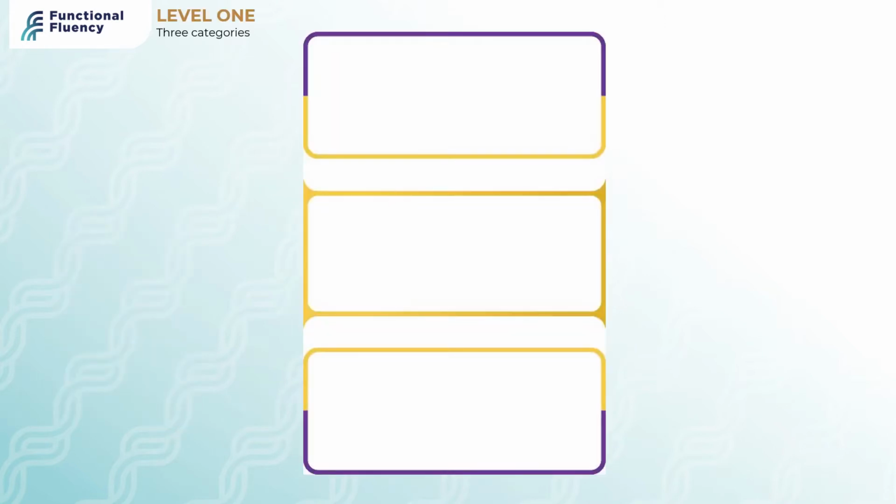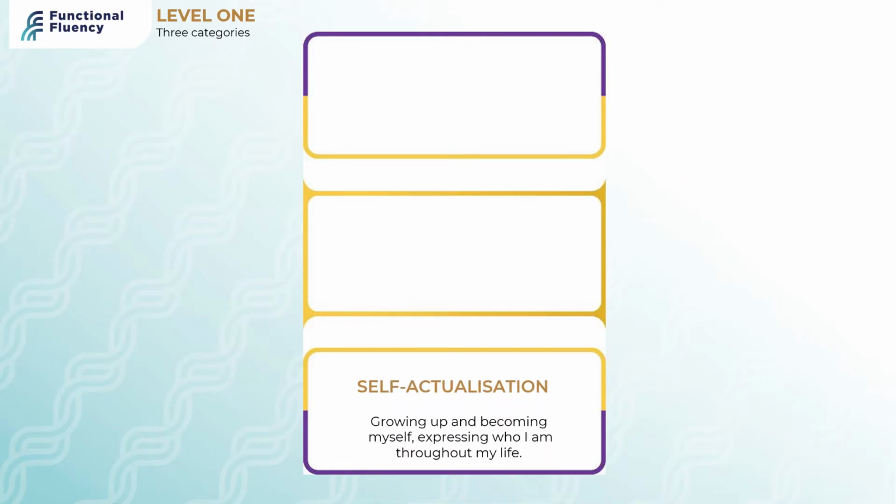The functional fluency model is made of 3 levels, and I'm going to show you all 3 levels so as to help you understand the full model when you see it. Level 1 consists of 3 categories. At the bottom we have self-actualization, growing up and becoming ourselves and using our behaviour on behalf of ourselves as individuals, expressing who we are throughout our lives.